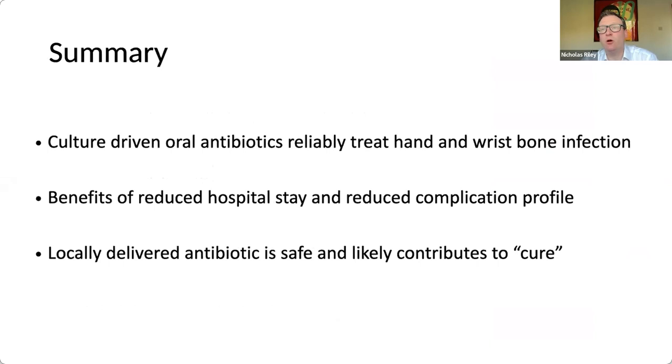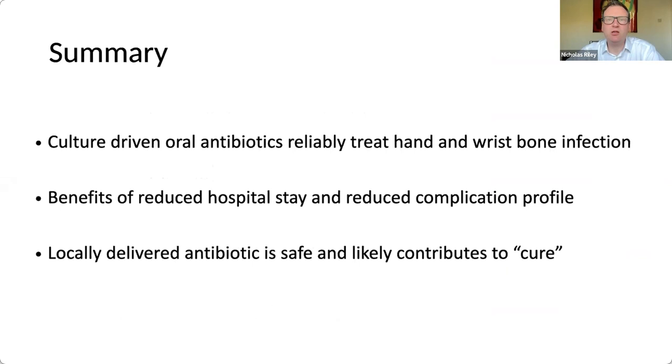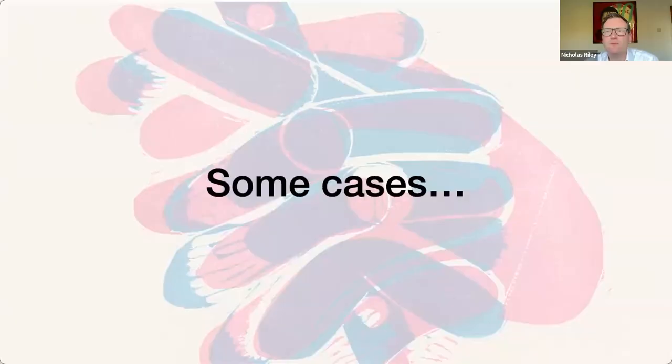So in summary of our cases, culture-driven oral antibiotics reliably treat hand and wrist bone infection. The benefits of reduced hospital stay and the reduced complication profile of using oral antibiotics is pretty evident. And we were able to demonstrate that locally delivered antibiotic is safe in the hand and wrist and likely contributes to eradication of osteomyelitis. But that said, there's still no substitute for a thorough, well-executed debridement. So I'll talk through a couple of cases.